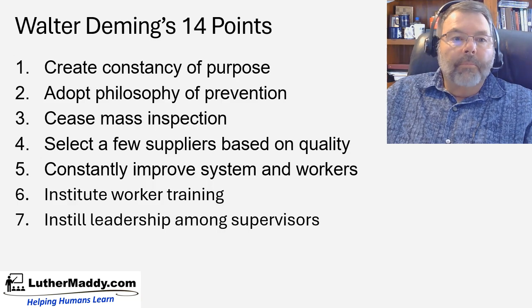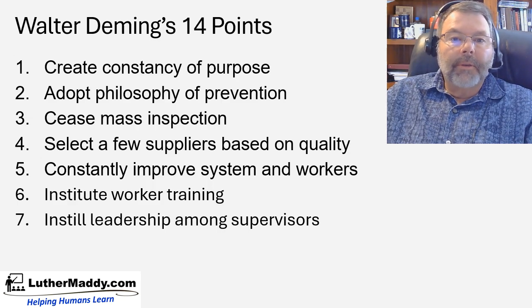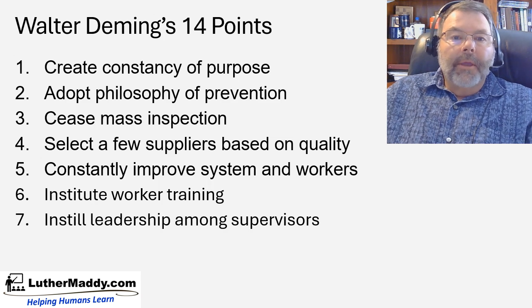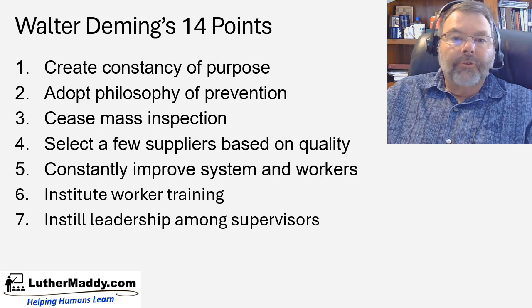Walter Deming, who you might remember from our previous slide, went to Japan and helped teach quality control to the Japanese producers. And he's best known for his 14 points. So let's go over those 14 points. One was to create a constancy of purpose. What is our purpose? What do we need to do? What are we producing? Number two, adopt a philosophy of prevention.